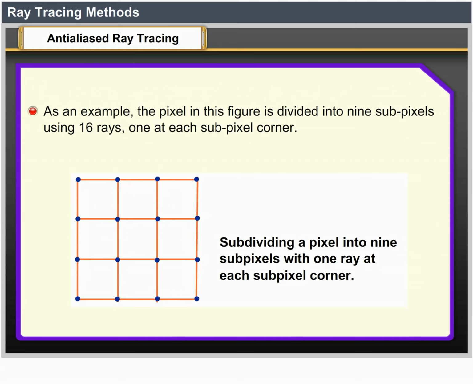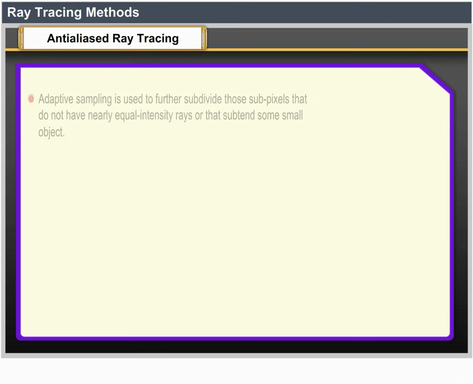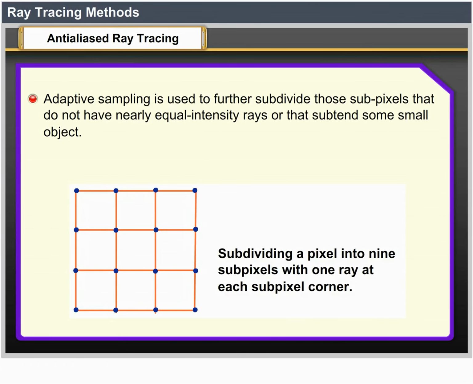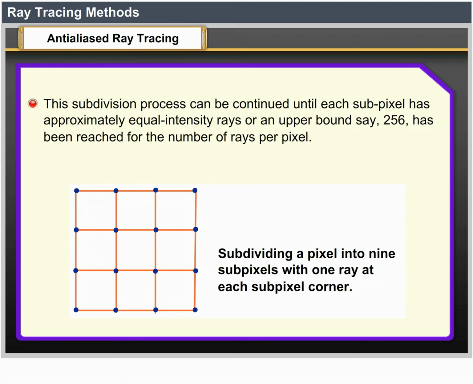Adaptive sampling is then used to further subdivide those subpixels that do not have nearly equal intensity rays or that subtend some small object. This subdivision process can be continued until each subpixel has approximately equal intensity rays or an upper bound, say 256, has been reached for the number of rays per pixel.